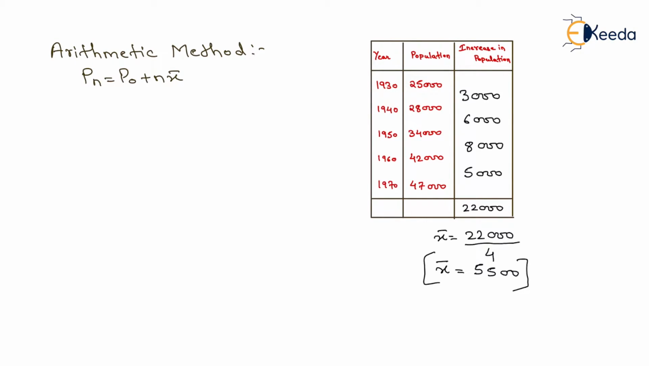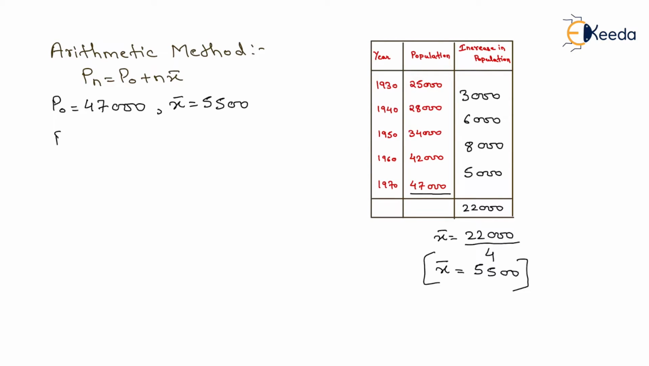Clear? Now if we want to calculate the population after 1, 2 or 3 decades, we need to determine the value of P naught as well as n. P naught will be the last known population given in the question, which is 47,000. We have calculated x bar, that is 5,500, and by putting the value of n as 1, 2 and 3, we will calculate the population after 1, 2 and 3 decades.